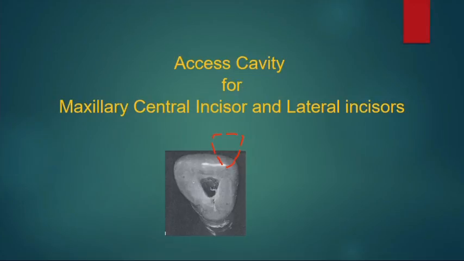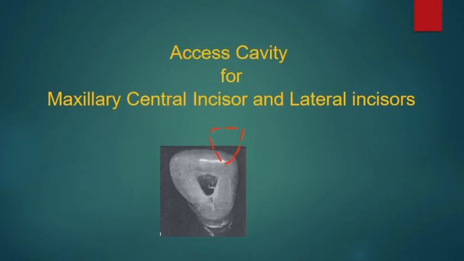Now I'm going to talk about some facts about the central and lateral maxillary incisors. It's very common to have lateral canals in both maxillary central and lateral incisors. The lateral canal in lateral incisors is usually huge in size, and sometimes the root canal in lateral incisor ends with an apical delta.